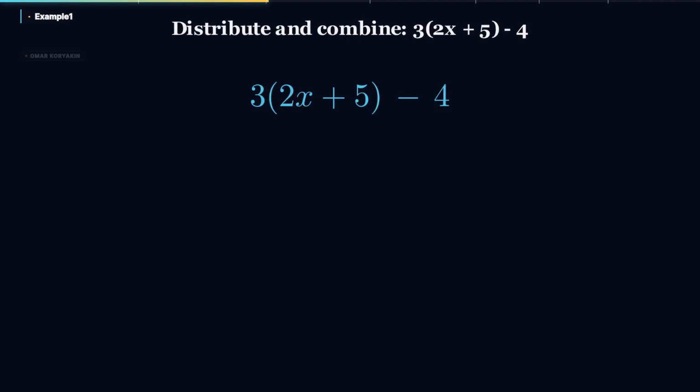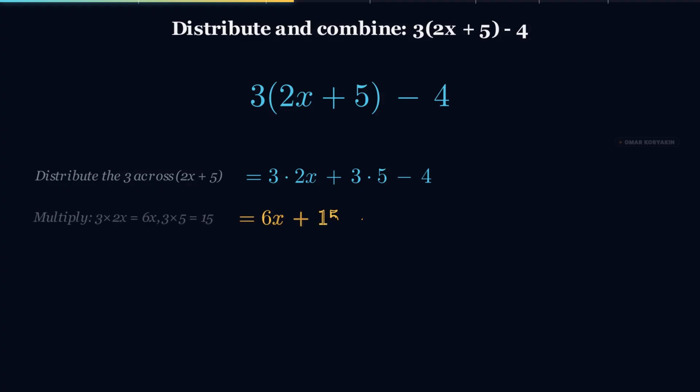Here is the first worked example. Simplify the expression 3 times the quantity 2x plus 5 minus 4. The expression has one parenthesized chunk and one separate constant outside, so we will distribute first and then combine the constants in the result. Step 1. Apply the distributive property to the parenthesized chunk. 3 times the quantity 2x plus 5 becomes 3 times 2x plus 3 times 5. Notice that the minus 4 sitting outside the parentheses is unaffected by the distribution because it is not inside the parentheses being distributed over.